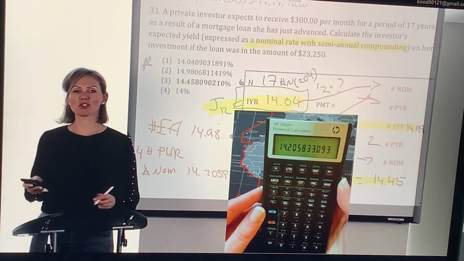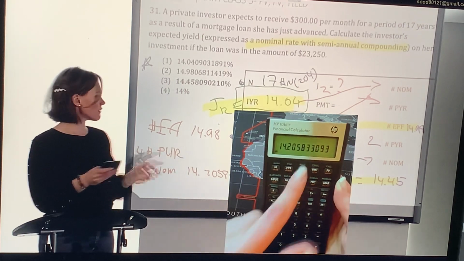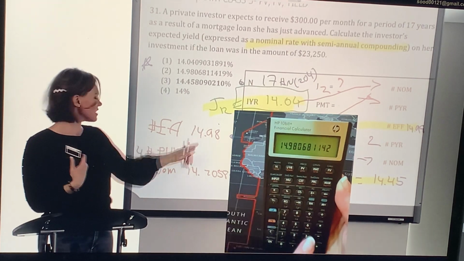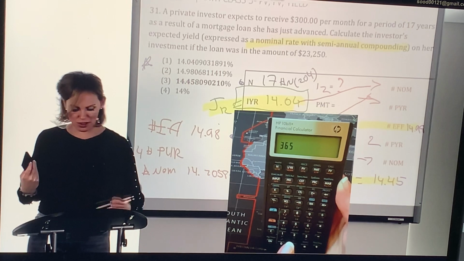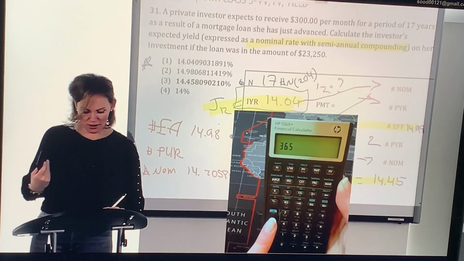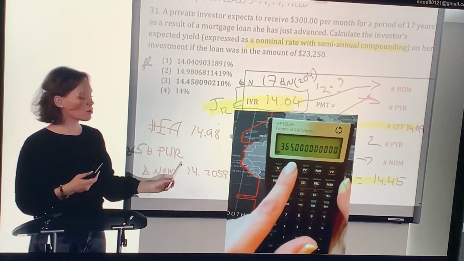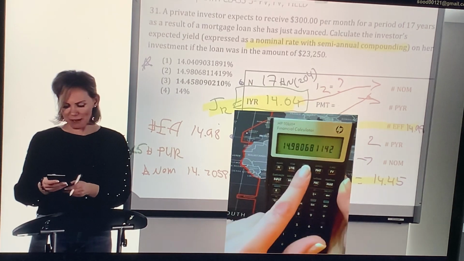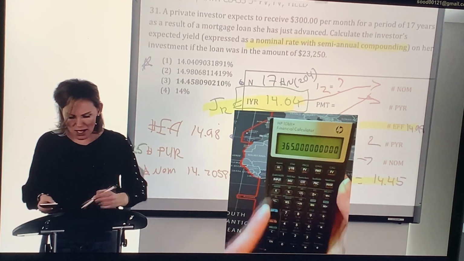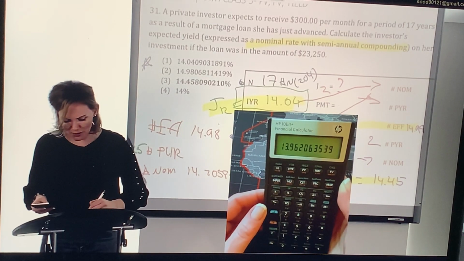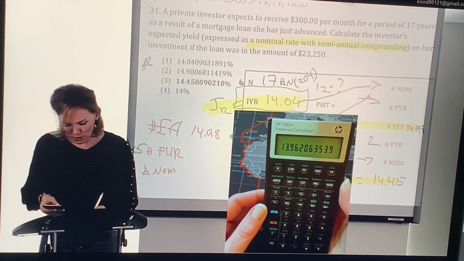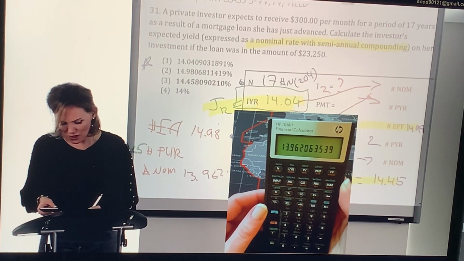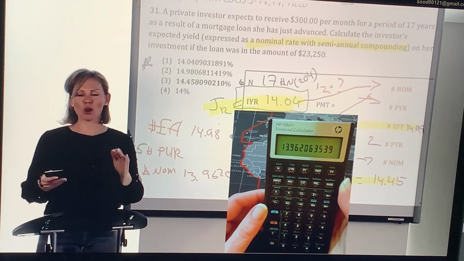What if I ask you to convert it to J365? What would you do? You would press shift effective. You would come back again to that 14.98. And instead of 2, you would put 365 in there: 365 shift PYR, and then you would press shift nom. So do it right now: shift effective, and then 365 shift PYR, shift nom. And my J365 came up to, let's see, 13.9620. That's just extra practice for you, right? So you can always convert it to what you want.